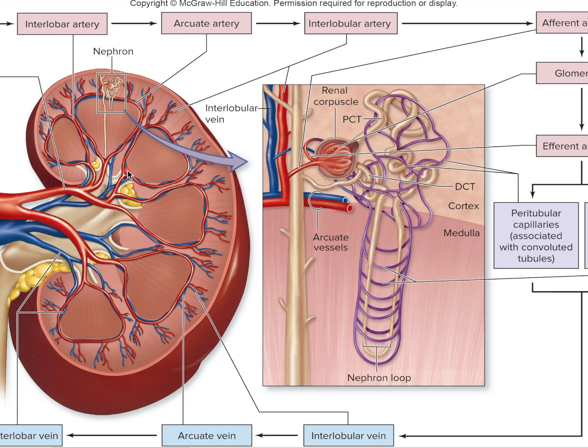And the main difference here is we do not have segmental veins. So these interlobar veins will continue on and empty into the main renal vein here. So that's the main difference between the veins and the arteries here. There are no segmental veins.